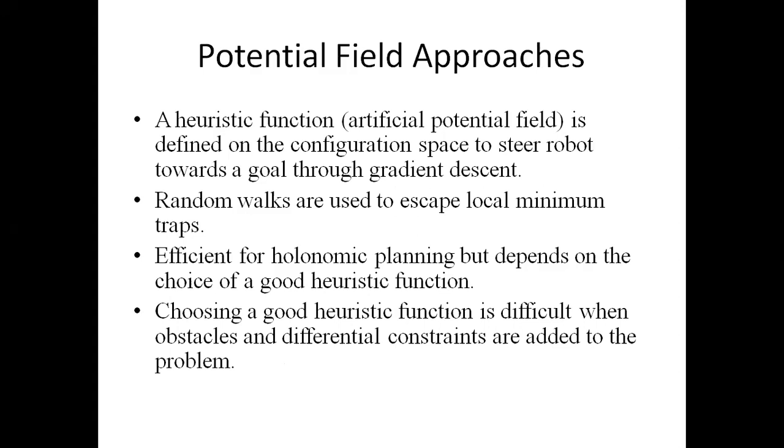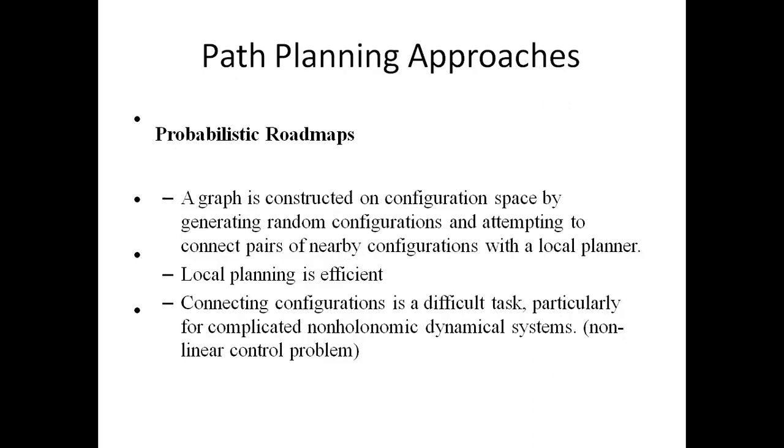Whereas in the case of random walks, they are used to escape local minimum traps. Particularly, it is efficient for holonomic planning, but it depends on the choice of a good heuristic function. Finding a good heuristic function makes it difficult when obstacles and differential constraints are added to the problem.